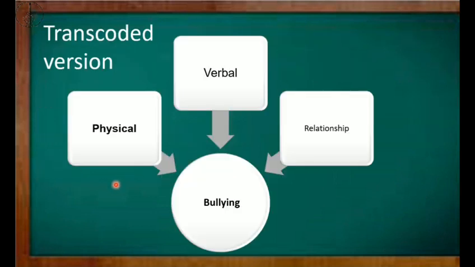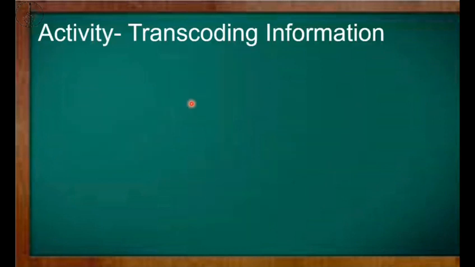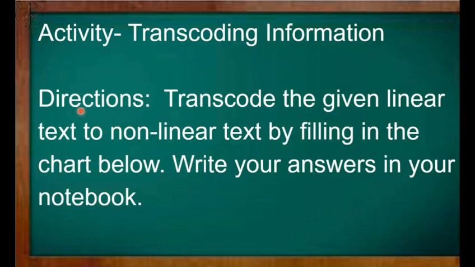Okay, now, here is the transcoded version. We have here physical, verbal, relationship, and in the middle here is bullying. Okay, activity: transcoding information. We have here a direction. Transcode the given linear text to non-linear text by filling in the chart below. Write your answers in your notebook. Alright, be ready to jot down the ideas here.